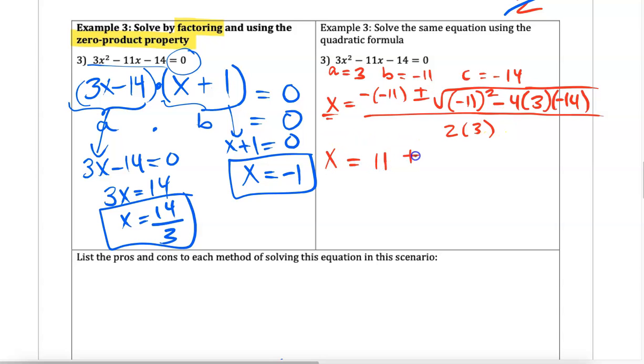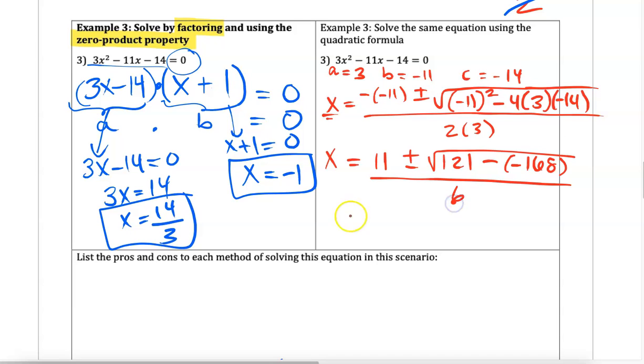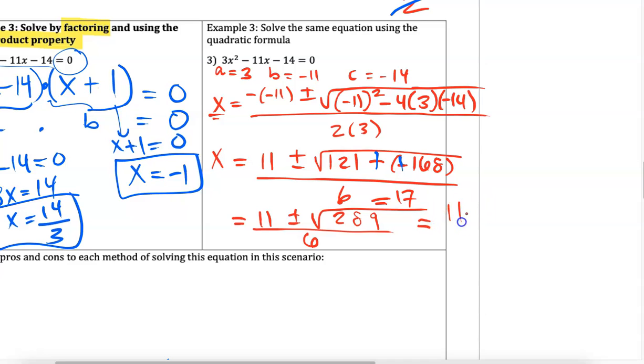So I get positive 11 plus or minus the square root of 121 minus, and then 4 times 3 times negative 14 is negative 168, all over 6. So then that's 11 plus or minus the square root of, and then these actually add together because I'm subtracting a negative, and I get 289 inside that square root. And 289 happens to be a perfect square. The square root of 289 is equal to 17. So then I end up getting 11 plus or minus 17 all over 6.